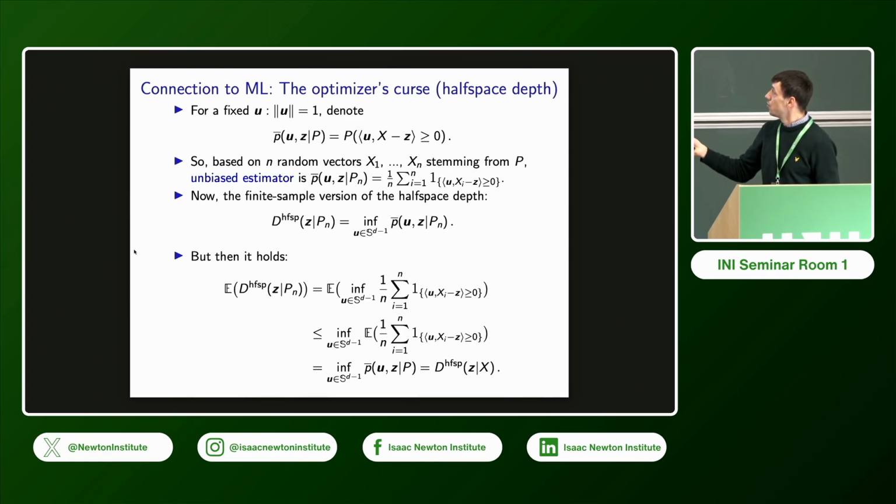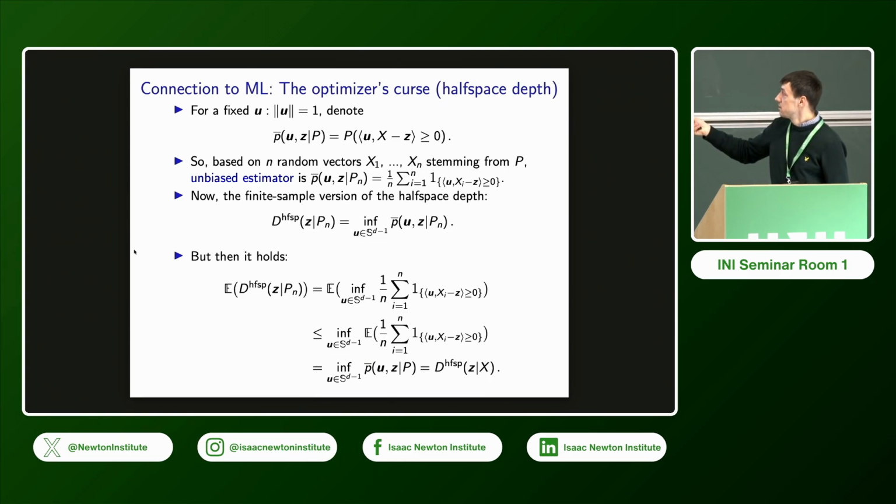So now we can actually define, using this, the finite sample version of the half-space depth. It's exactly the expression you saw when I defined the half-space depths, just written in a different way. But then, if you want to see what this value will be on average, we can do the following mathematics. Probabilistically, we will take the expectation of this expression, where we plug in the estimator.